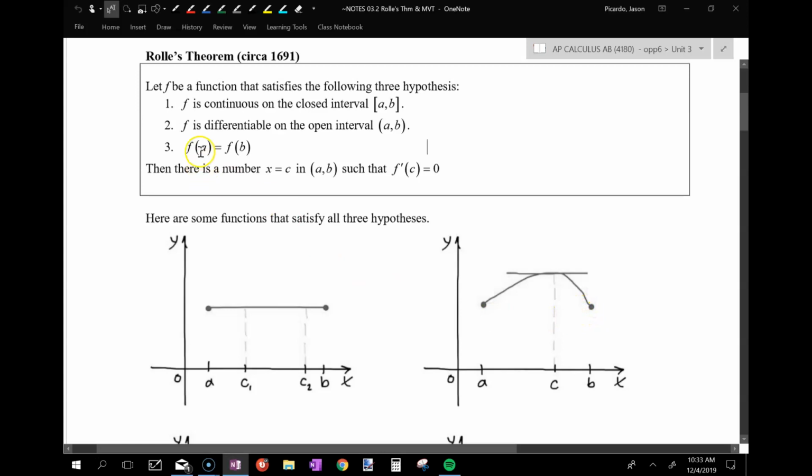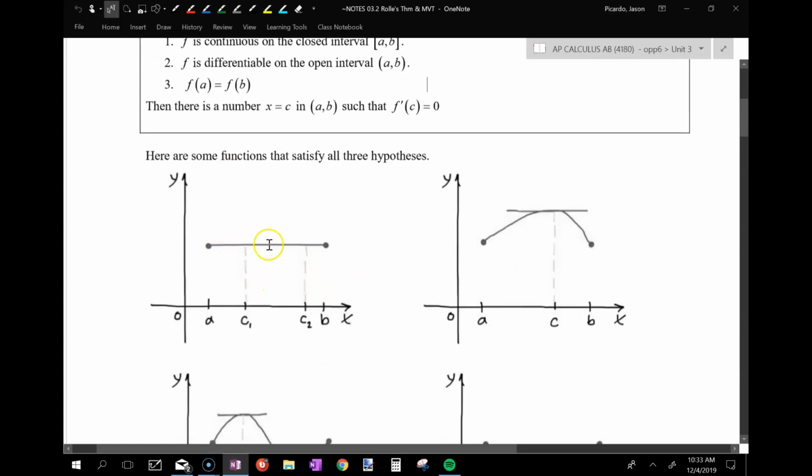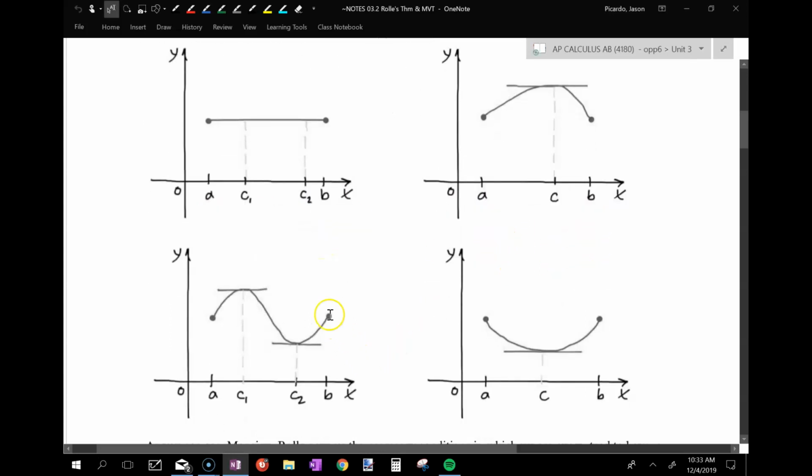And then the third condition, guys, is that the endpoints have to be in the same y position. So do you see how these are in the same y position? Same height, in other words? Same height, same height. If those three conditions are met, then Rolle said there has to be at least one point between A and B where the tangent line is horizontal.